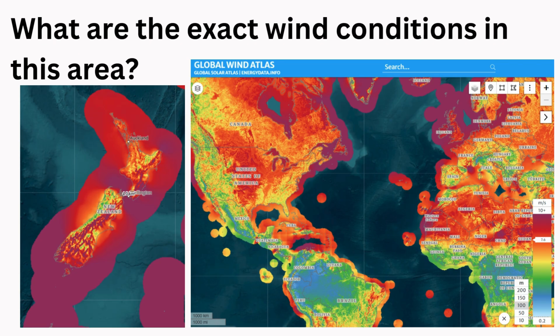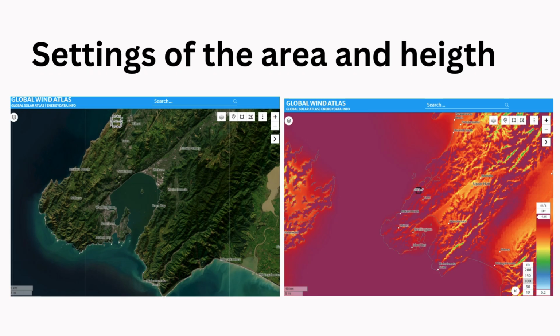Yeah, but what are the exact wind conditions in this area now? To answer this question, we use the Global Wind Atlas. And first, we make some settings about the area and the height. The area size, you see it on the left picture, is 4 square kilometers and has a length and width of 2 kilometers. On the right picture, you see we chose a height of 100 meters.